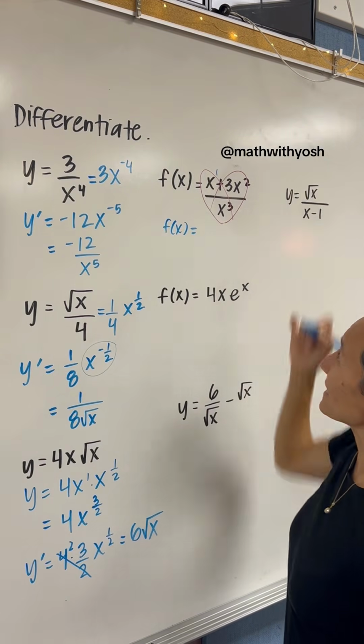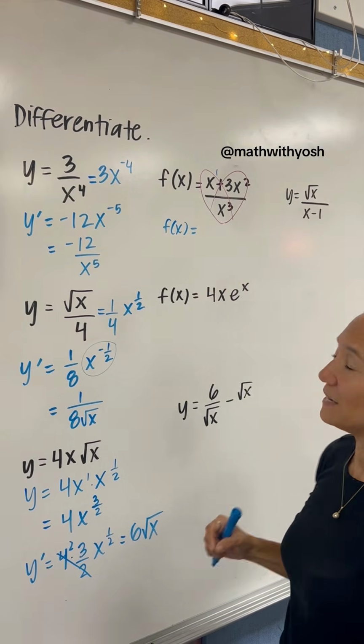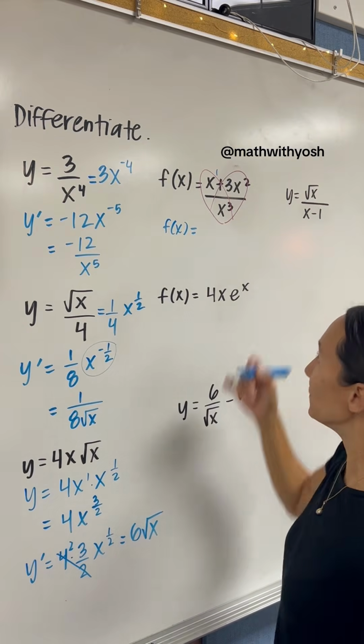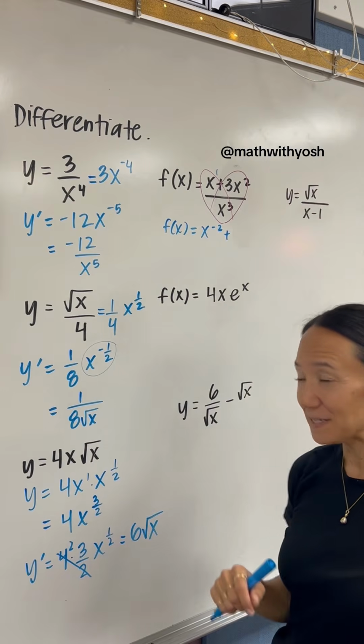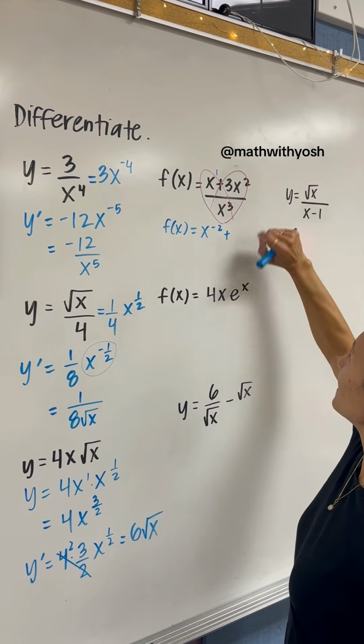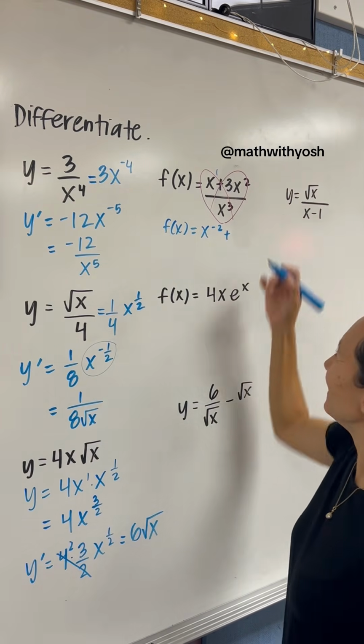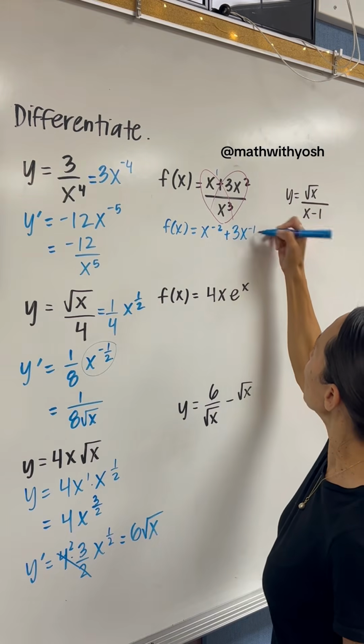So remember, this is x to the 1 divided by x to the 3. That makes x to the negative 2. And then over here, you have 3x squared divided by x cubed. And so you're going to subtract those exponents. So 2 minus 3 is negative 1. So you end up getting 3x to the negative 1.